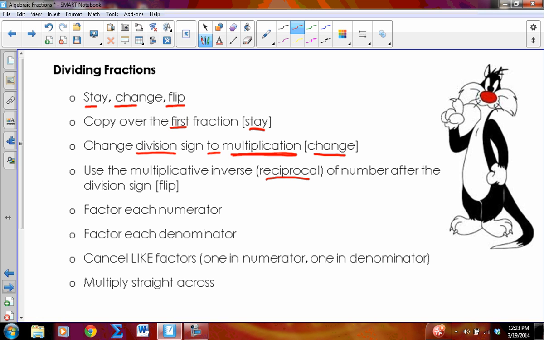So you're going to factor each numerator, you're going to factor each denominator, you're going to have a good time canceling everything you can, and then you multiply straight across. Okay, so here we go.